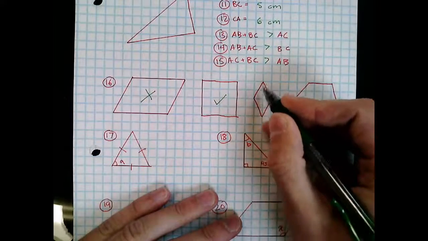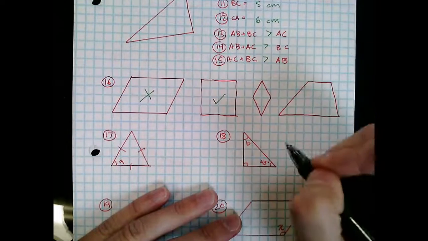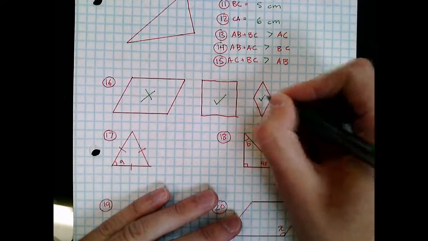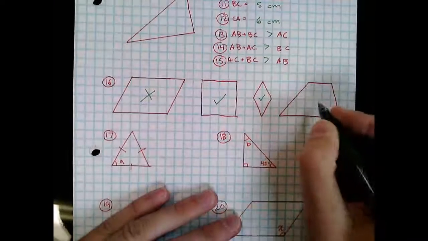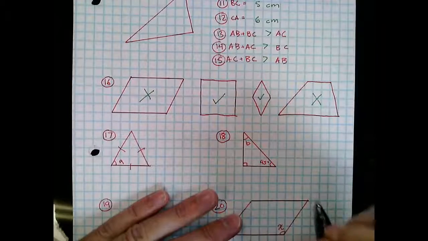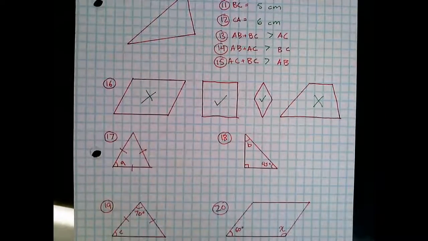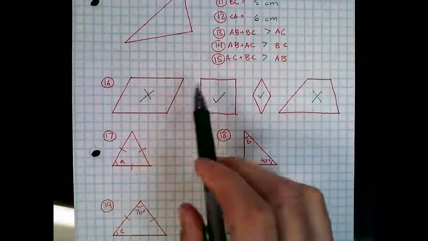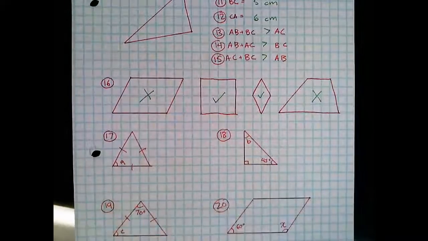Same here, it's not a square, but all of these lengths are the same length, and there are two sets of parallels. This one should be pretty quick, that's a trapezoid. These are definitely not the same length, and they're definitely not parallel. So just this one and that one are our rhombuses.